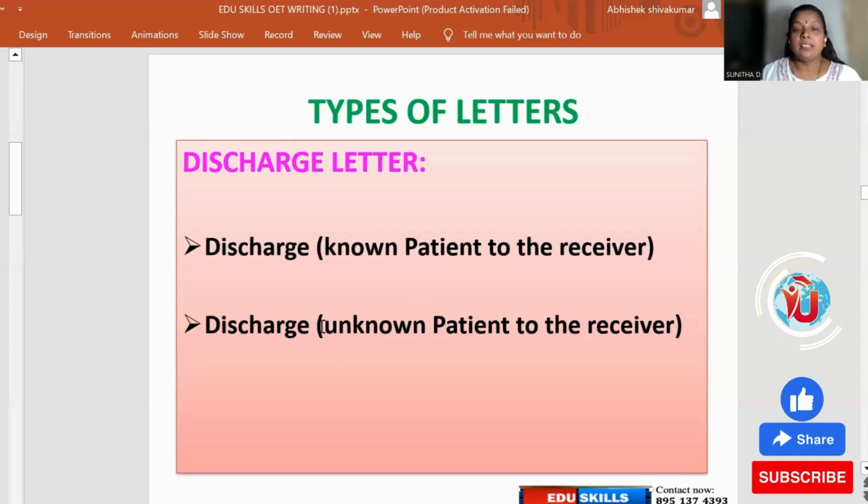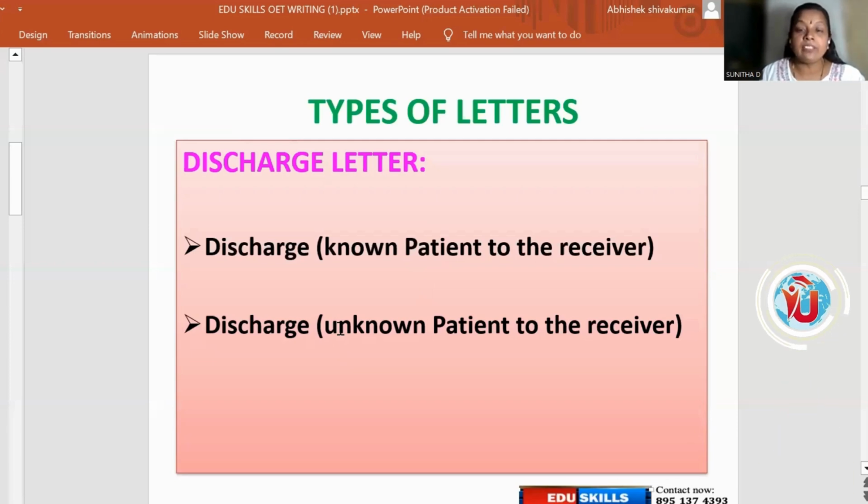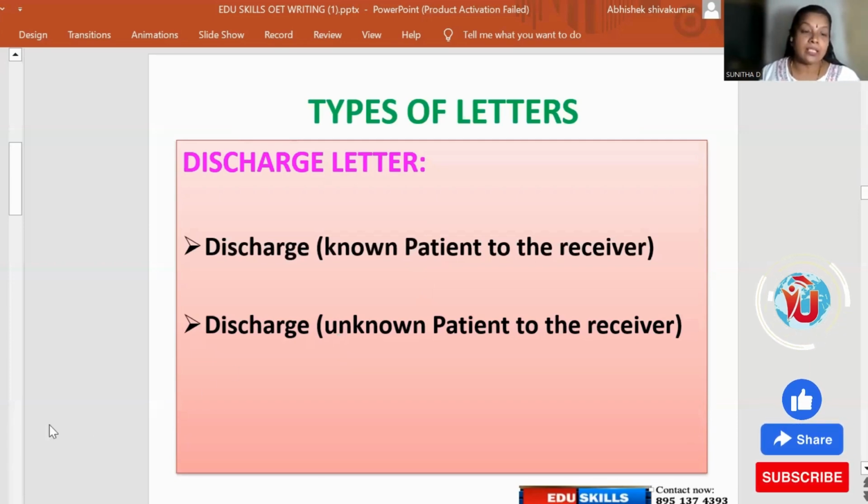And the second type of discharge letter is where the patient is unknown to the receiver. Here, you need to write everything about the patient in detail to the receiver to give a better idea.